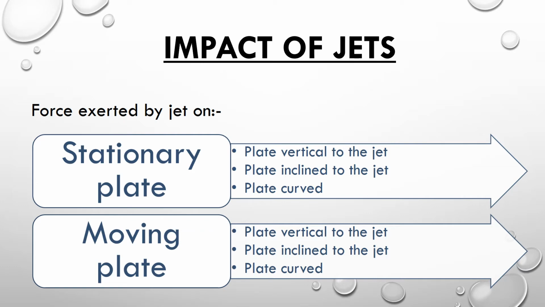So as I told earlier, we have divided it into two parts. First is a stationary plate and then the moving plate. Each of these is again divided into three categories. That is, the stationary plate can be vertical to the jet, the plate can be inclined to the jet, and the plate can be curved. Same categorization follows in moving plate. So in this video session, we will first look into the stationary plate, and in another video, we will look into the moving plate in detail.